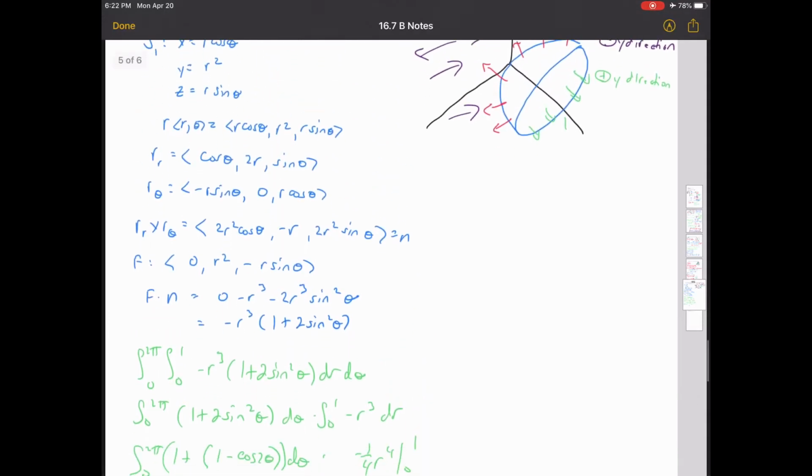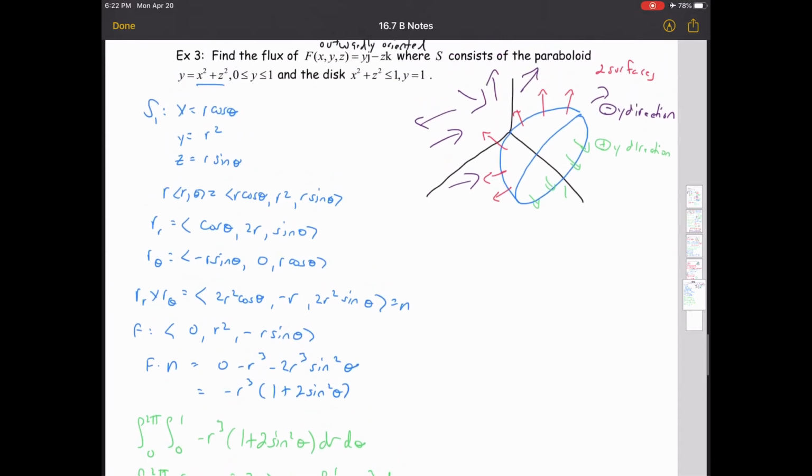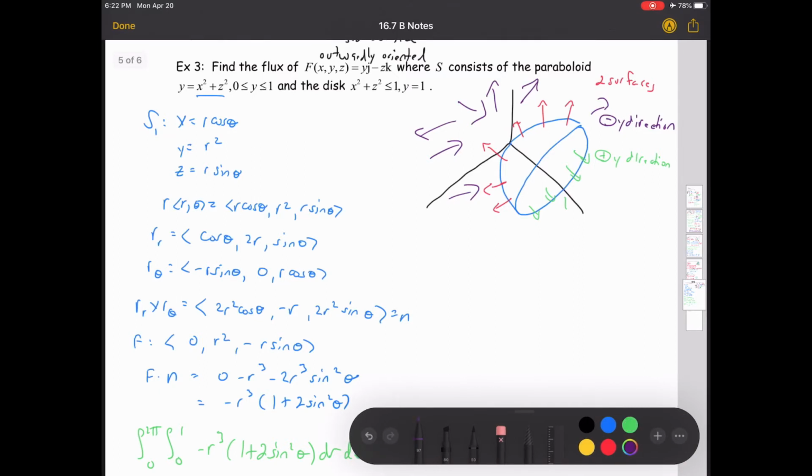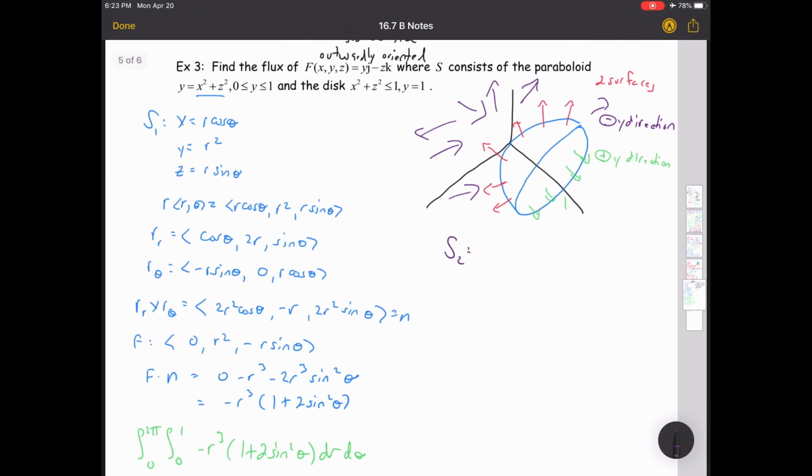Now we have to go back and do the disk. This one will be much shorter, fortunately. So let's go ahead and parameterize the disk. So this we'll call surface 2. This is the disk portion. So x is going to equal r cosine theta. Once again, z is going to equal the r sine theta part. In this case, y is just 1. It's constant, because it says it right here. That's where y is. It's just a flat disk at y equals 1.